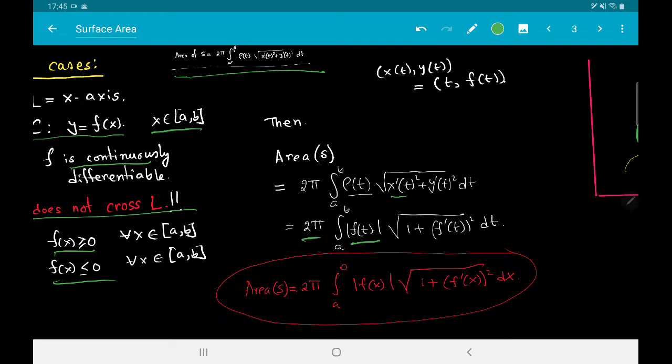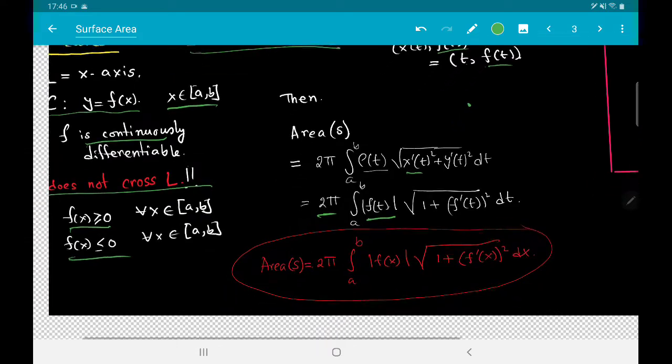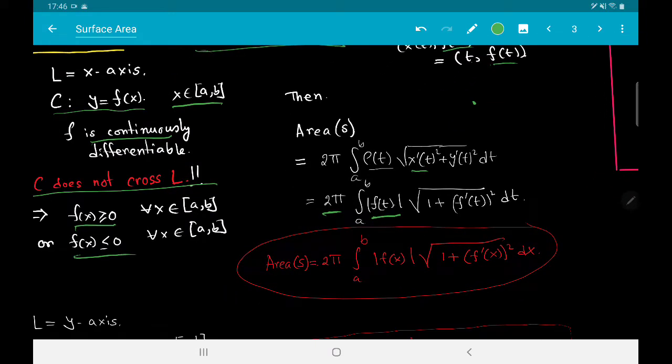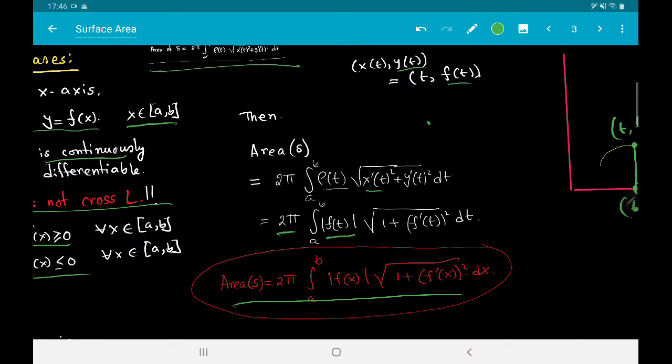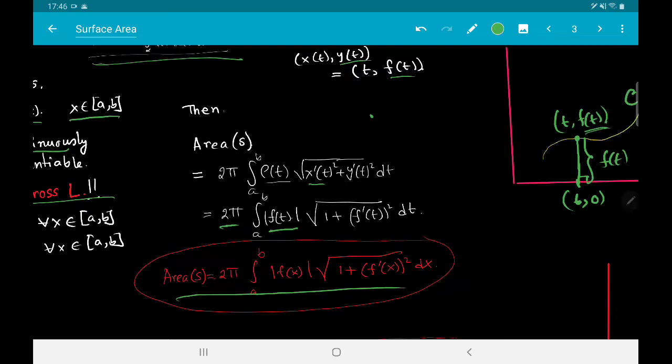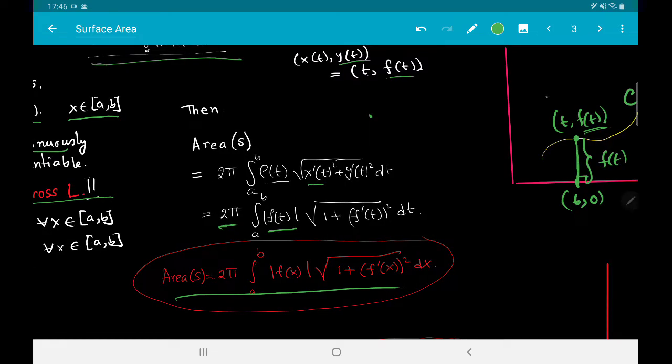So what is x t here? x t is t. If I take x prime t, that is going to be 1, so 1 square is 1. What is y prime t? y t was equal to f t, and y prime t is consequently f prime t. So all this formula put together gives me the area of the surface of revolution, which we have just obtained using this curve when rotated about the x-axis.